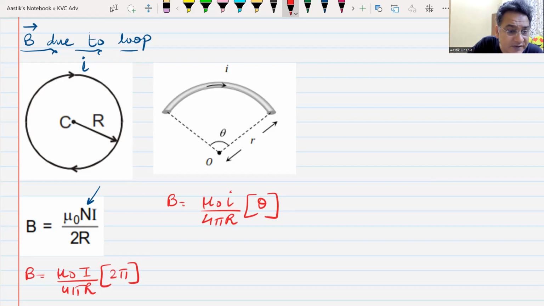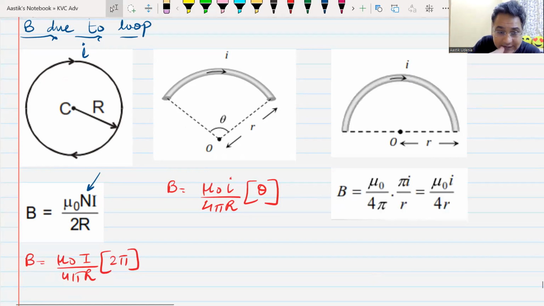If you have a semicircular wire, what will be the answer then? Mu naught I by 4R, sir. The answer for that one would be mu naught I by 4R. Do we understand this? Yes, sir. Yes or no? Understood, sir. Everyone understands this? Yes, sir. This is a small table that you can remember.